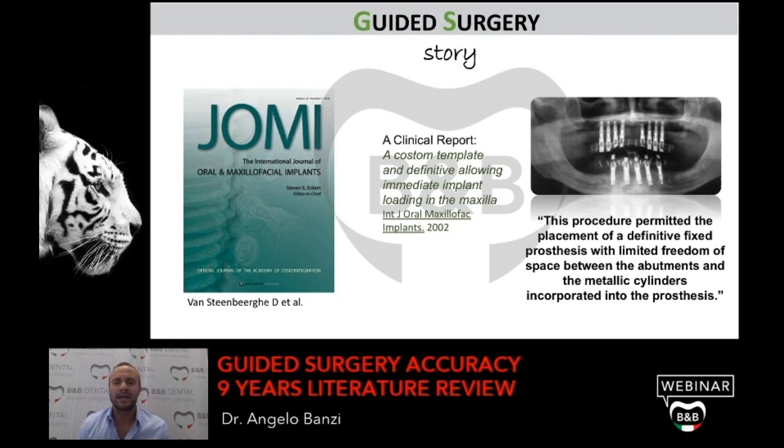This limited freedom of space, what is it? Well, actually, we can call it tolerance. A tolerance between the abutment and the metal cylinders into the prosthesis. But the tolerance, what is it? The tolerance is actually an inaccuracy. We can call it inaccuracy. Yes, because in guided technique, this word is really important.